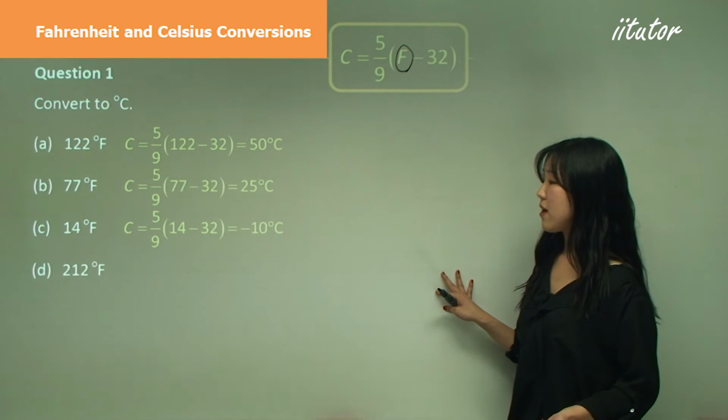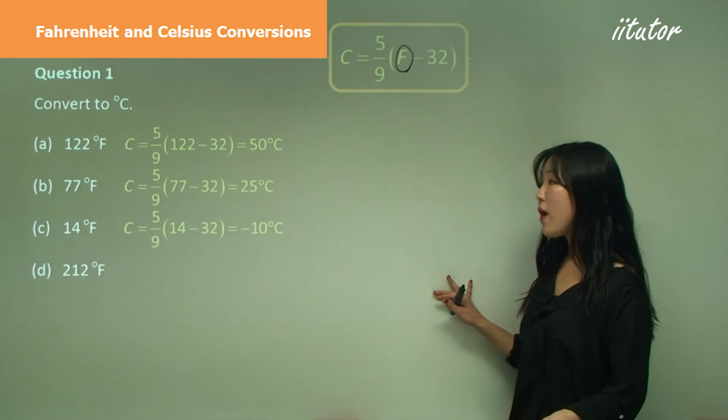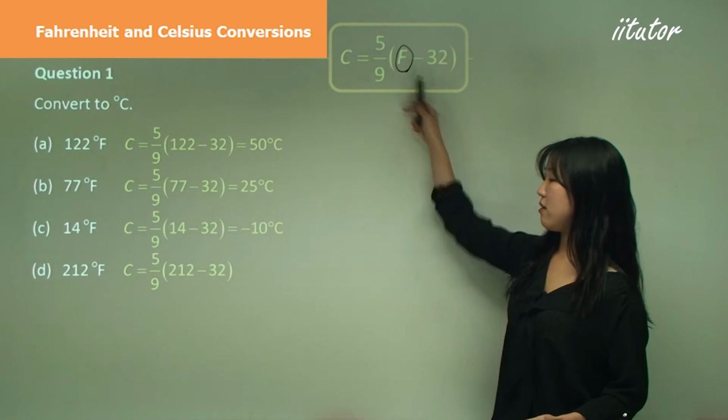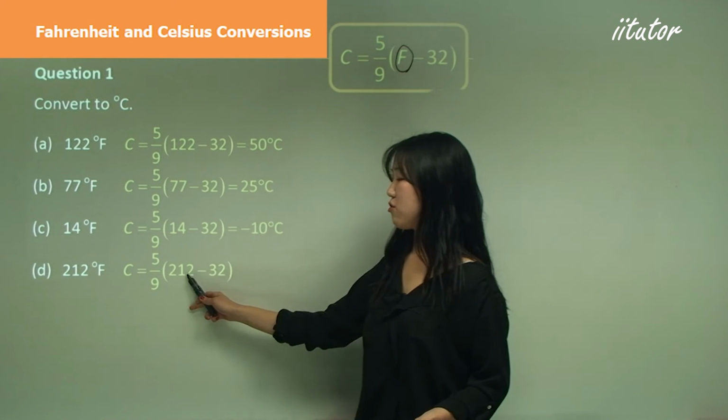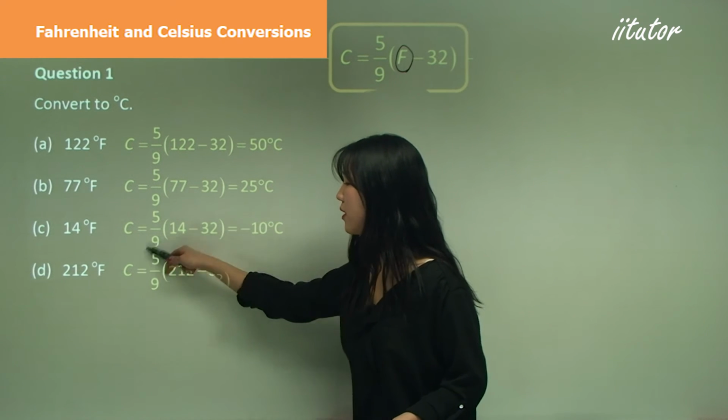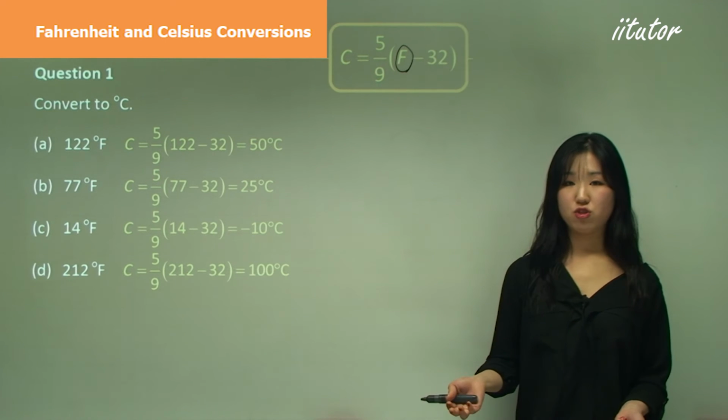So let's try another one, 212, sorry. Let's put that into there now, like that. So 212 minus 32, multiply that by 5 over 9, equals 100 degrees Celsius.